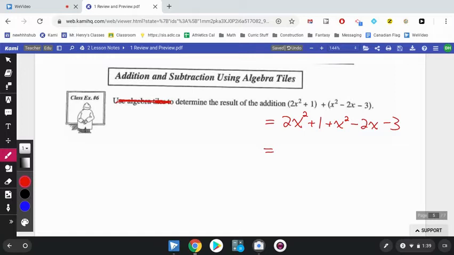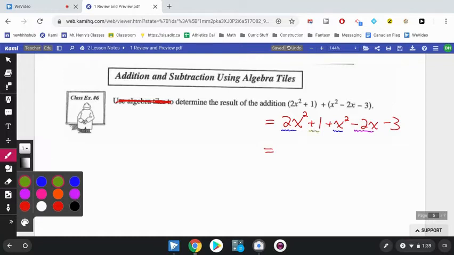So what I see is I have x's, I have x squareds, and I have constant. I'll start by putting all the x squareds together, and maybe I identify them with a little underline. I say, hey, you have 2x squared, and you have x squared, and those are like terms. Those are things that are the same. Those are those big square tiles. And then I have minus 2x. That would be an x term. Those are those skinny rectangles, but I don't have any other x terms. And then I have plus 1 and minus 3.